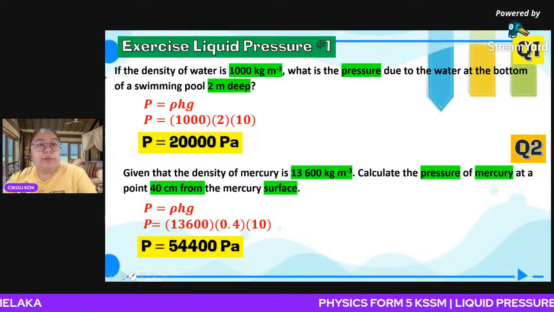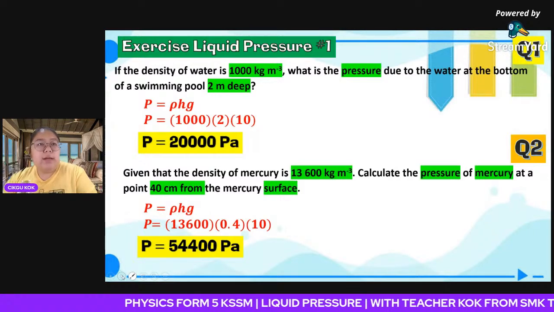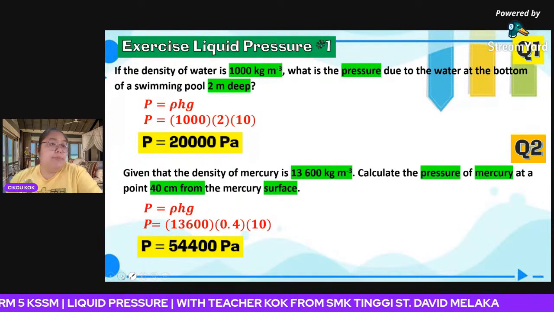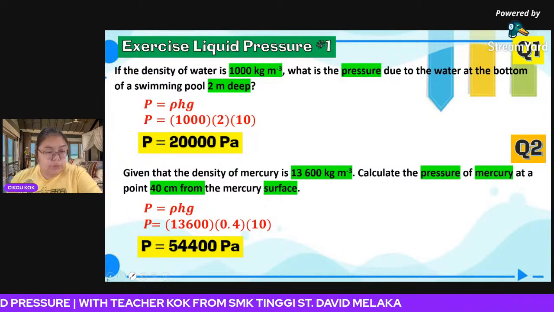54,400. Yeah, City also correct. Kaixin also correct. Euro also correct. Then these two are simple questions. Then we continue to the third one.